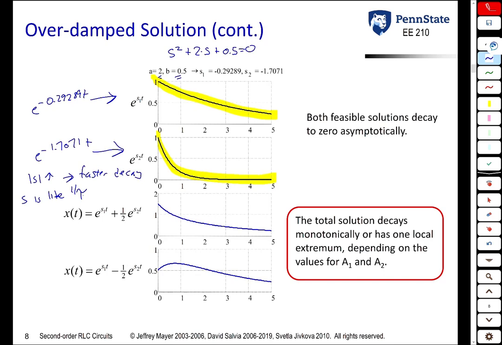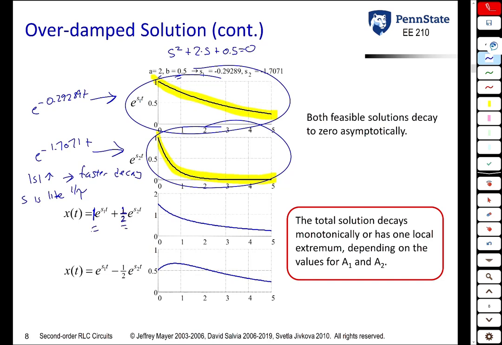Since your total solution is a linear combination of something like this and this, the actual shape can take one of two forms. For example, if x of t was 1 e to the s1t plus 1/2 e to the s2t, if you add those together, you might get a decay that looks like that. On the other hand, suppose the coefficients a1 and a2 were 1 and negative 1/2. You work out the math here, you would see that the response actually goes up a little bit before going down.